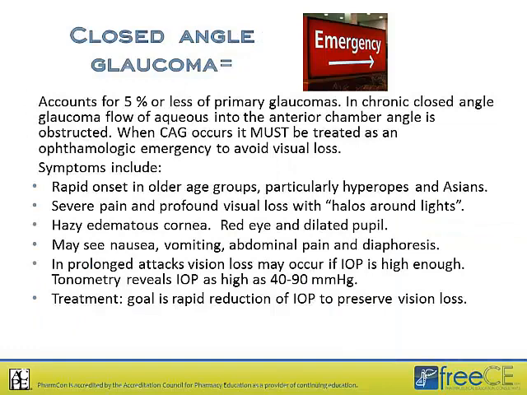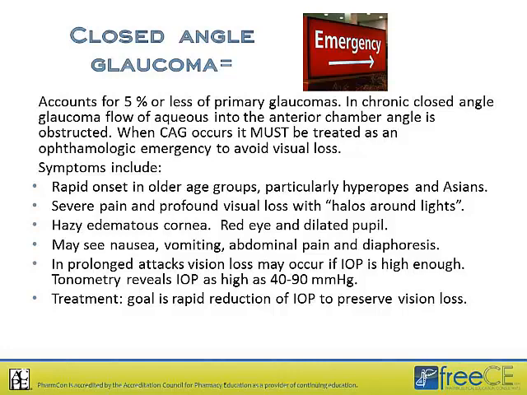Closed-angle glaucoma is an emergency. Fortunately, though, it accounts for about 5% or less of primary glaucomas. In chronic closed-angle glaucoma, we have a complete obstruction of the aqueous into the anterior chamber of the eye. When the CAG occurs, it must be treated as an ophthalmologic emergency. It has to be treated now to avoid any kind of vision loss.